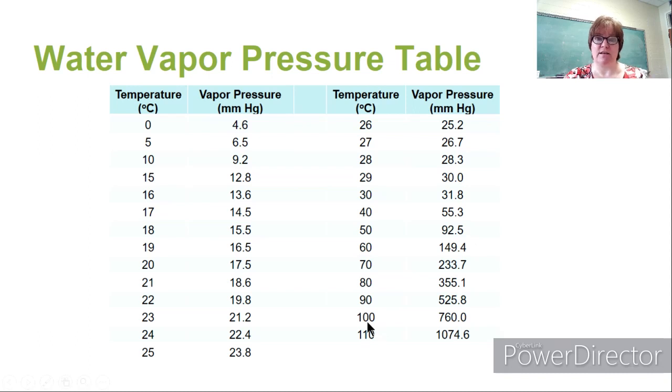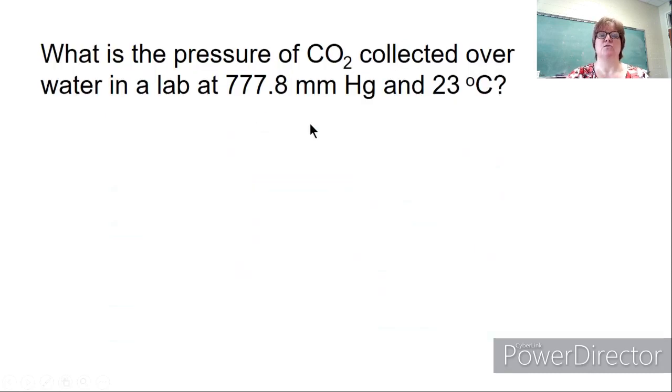Note that 100 is the boiling point of water. I'm going to have a lot of water vapor there. I'm going to have a full atmosphere worth of water vapor there. But at normal room temperatures, it's fairly low. These are in millimeters of mercury. So we'll practice this one in class as well.